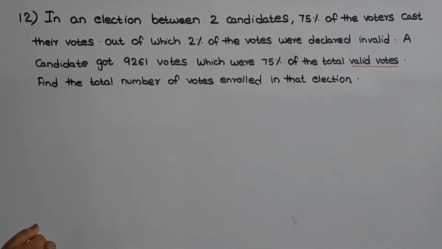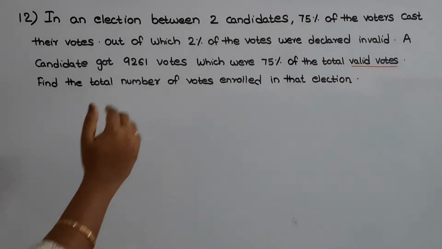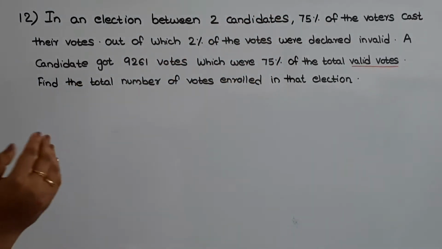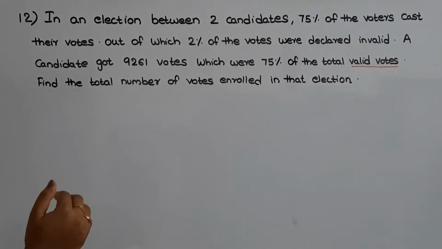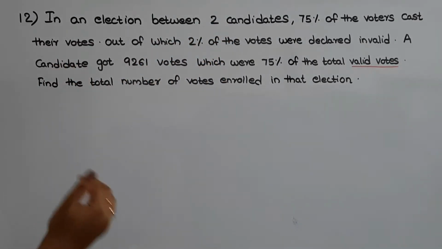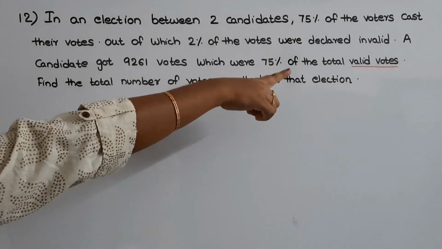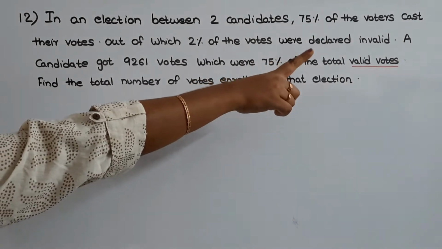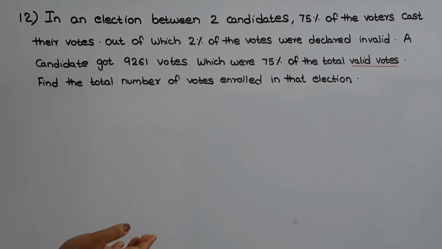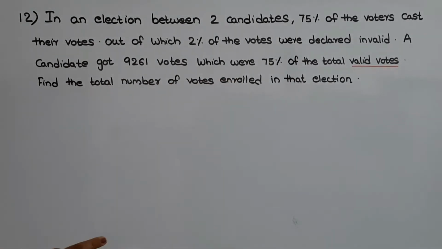So in this question they are telling that in an election between two candidates, of the total number of votes enrolled, 75% of the voters cast their votes. Out of which 2% votes were invalid, and they are telling that the vote secured by one of the candidates is 75% of the total valid votes, and that particular value is given as 9261. So we need to find out the total number of votes enrolled in that election.